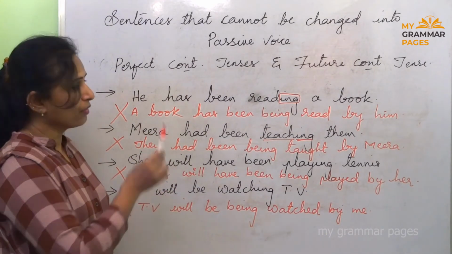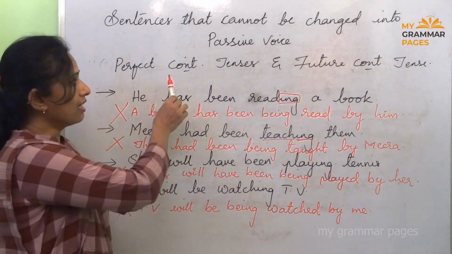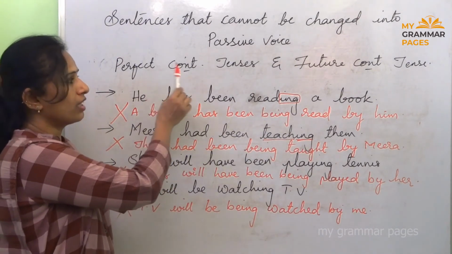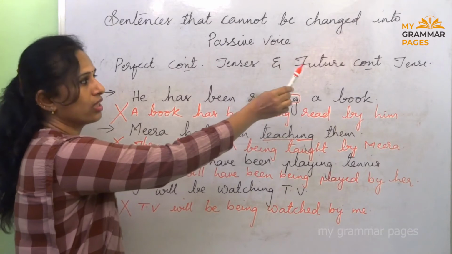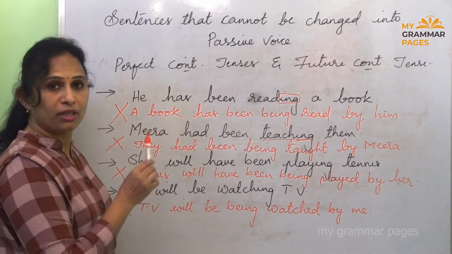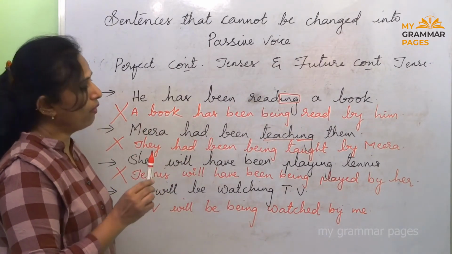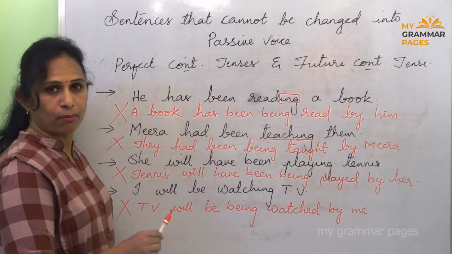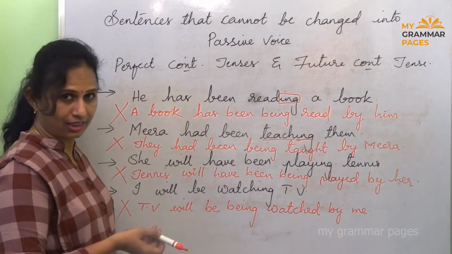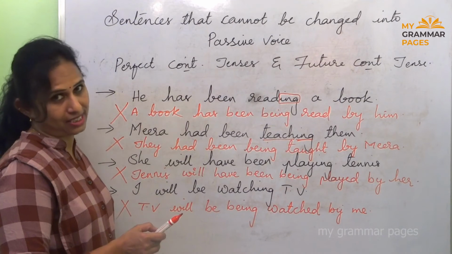So that's why we say that the sentences which are with perfect continuous tenses or future continuous tense cannot be changed from active voice to passive voice. This is rule number 2. Now let's move on to the third rule, that is exclamatory sentences.